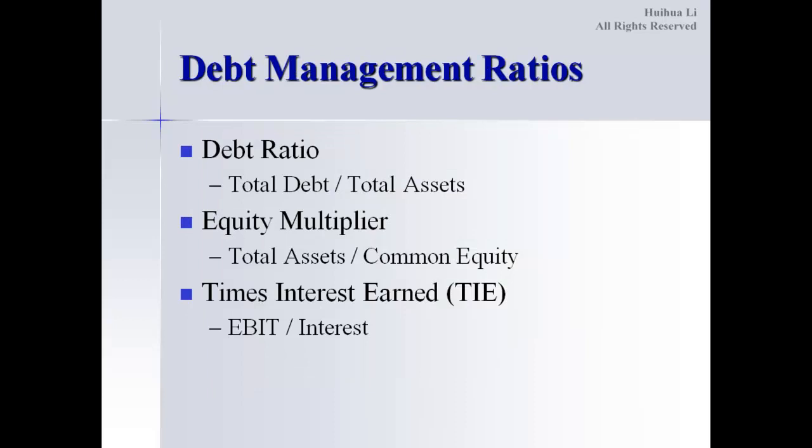Debt management ratios measure a firm's long-run ability to meet its obligations, and it is also known as financial leverage ratios. Now calculate the 3 ratios as listed for year 2009. When calculating equity multiplier, we need to find common equity. Common equity is not the same as total equity. Common equity is total equity minus preferred stock.